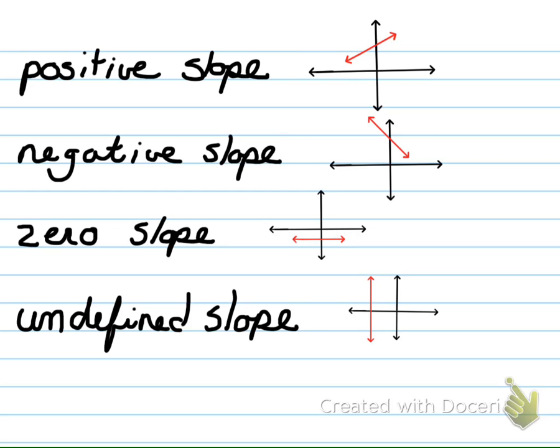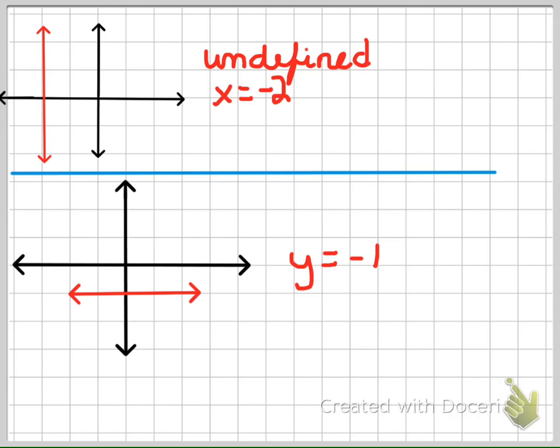So these are the four types of slope. You can have positive slope, that looks like this. You can have negative slope, looks like this. You can have zero slope, looks like a horizontal line like this. And you can have undefined slope, which is a straight vertical line. First, let's talk about undefined slope and zero slope.